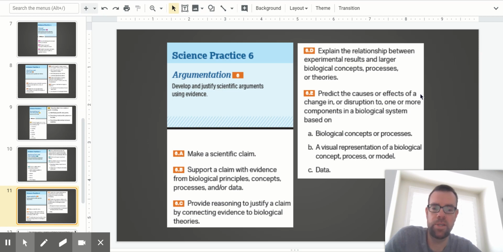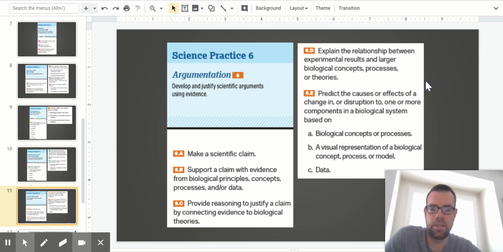So what are the numbers? What is the data that backs up that claim? And then finally, the reasoning, how does this connect to the larger scientific principle? So we've done plenty of CERs. I feel like you guys should feel relatively comfortable with that. This is scientific thinking.